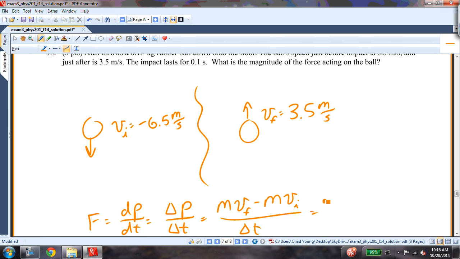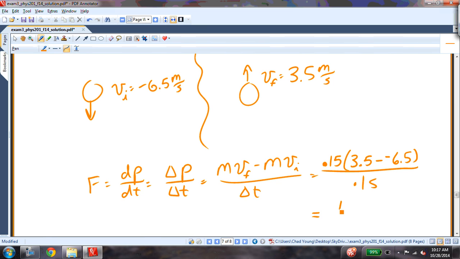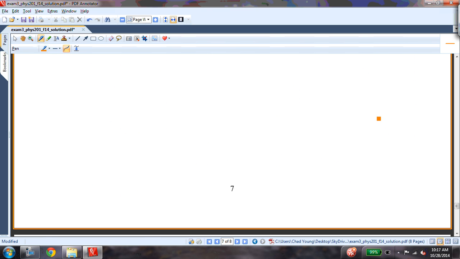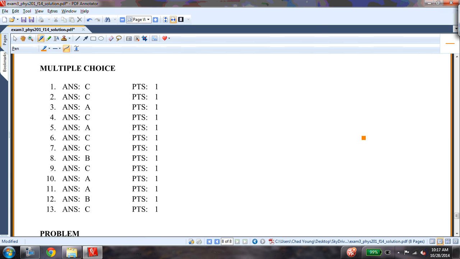That's going to be 0.15, and then I'm going to factor out this m, so I'll have 3.5 minus a negative 6.5, divided by 0.1. You had a homework problem just like this. All right, so that's 1.5 over 0.1, which is 15 newtons. That's the end, I think. Yeah, there's the multiple choice answers.